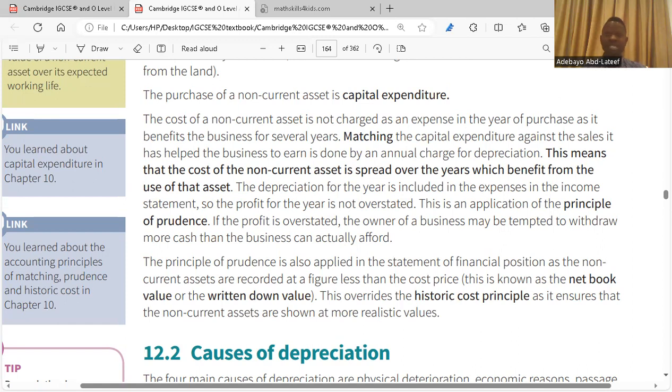So there's a principle of prudence. You must not overstate or understate. You don't overstate your profit and assets. You don't understate your liabilities or losses. Because if you do, you'll be tempted to take more than what you have, more than what the business can afford. Is it clear? Yes. That is the point they are making here.